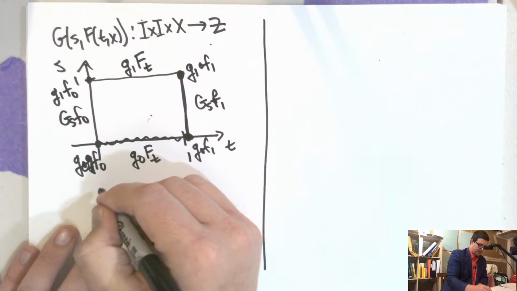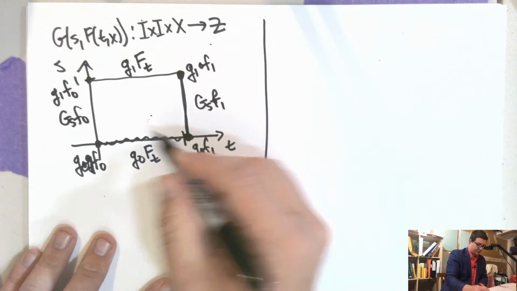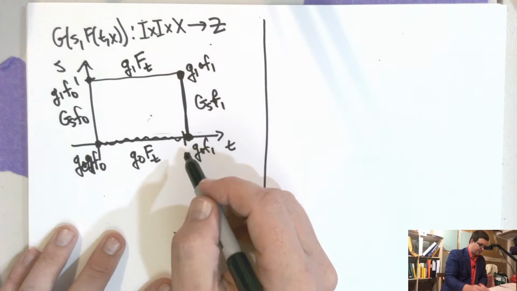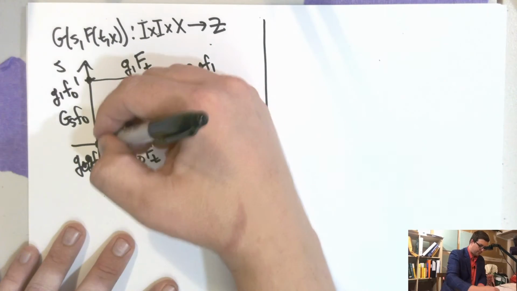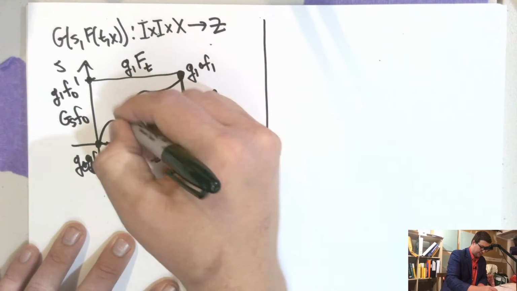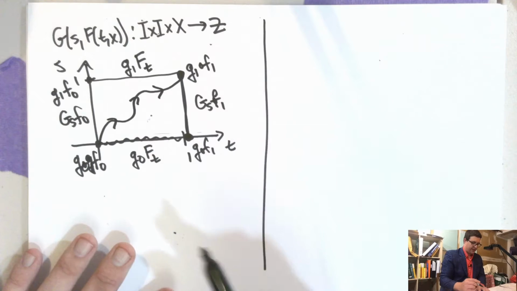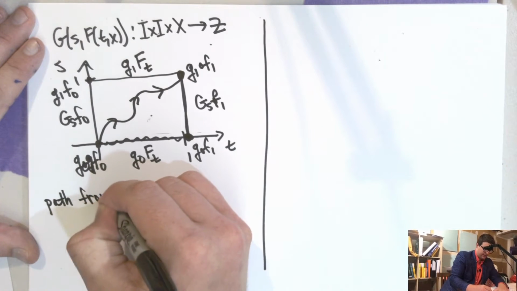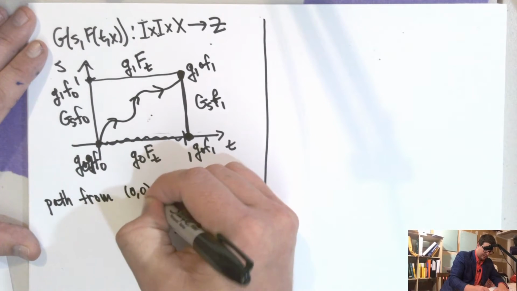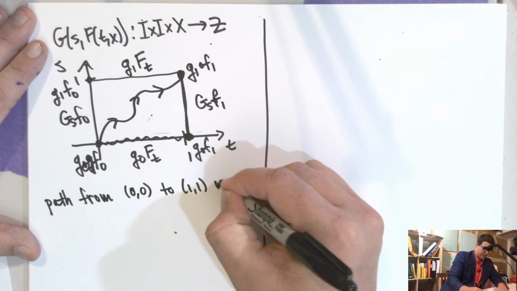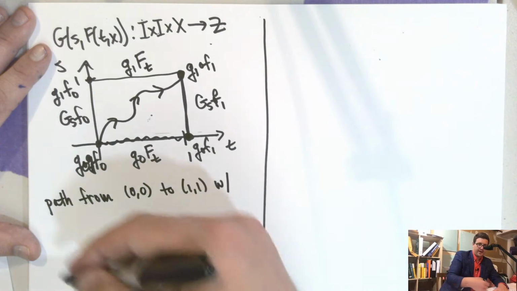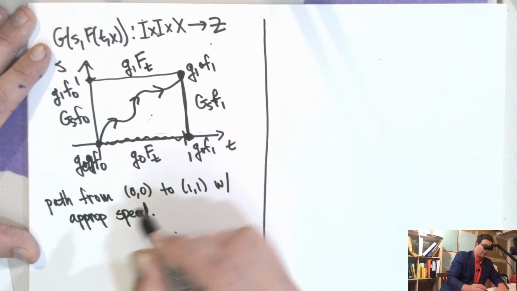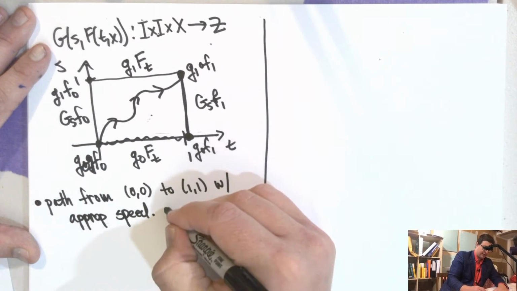So the F0s are fixed because this is where T is equal to 0, this is where T is equal to 1, and this line is where S is equal to 0. So we have these different homotopies, and so any path here, any path from 0, 0 to 1, 1 with appropriate speed, so that it only goes in time 1, gives the homotopy.